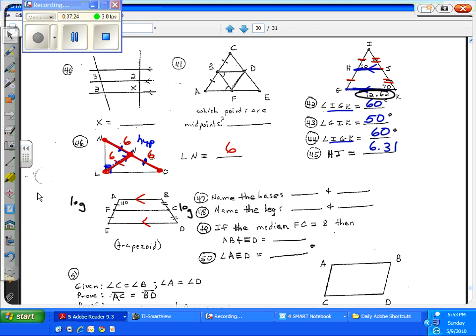The legs are the other two sides, the non-parallel sides. The segment that joins the midpoints of the two legs is called the median. So a trapezoid is a quadrilateral with exactly one pair of opposite sides parallel. The opposite sides that are parallel are called the bases. So the bases are side AB and side ED. The legs are side AE and side BD.